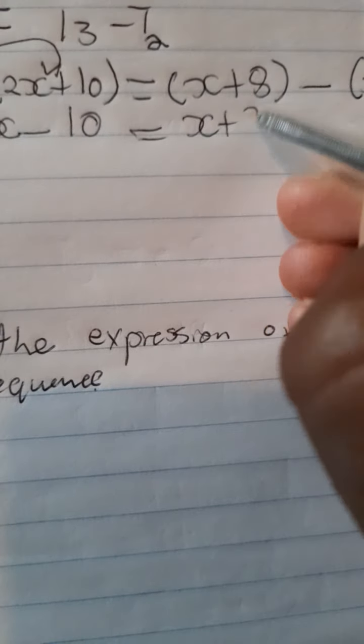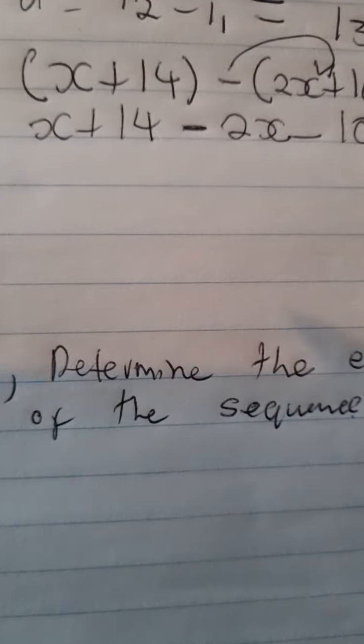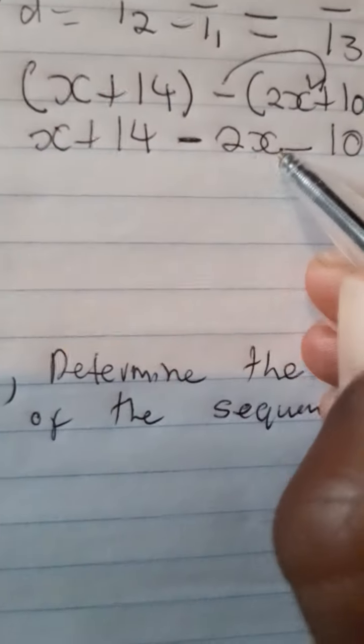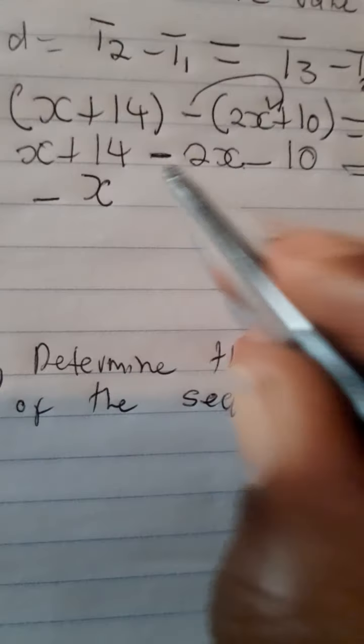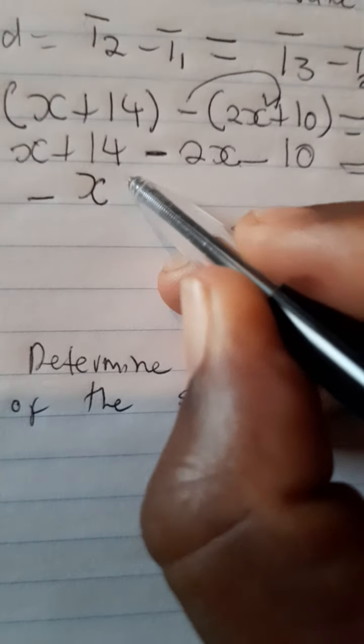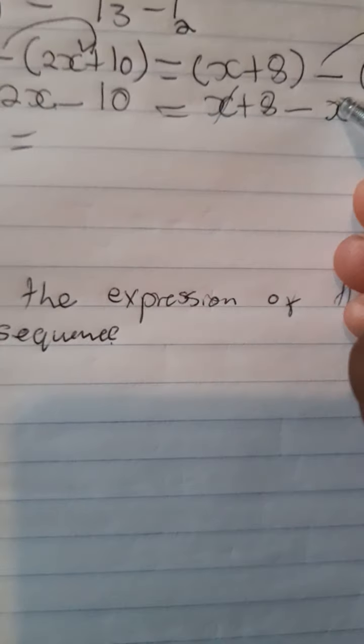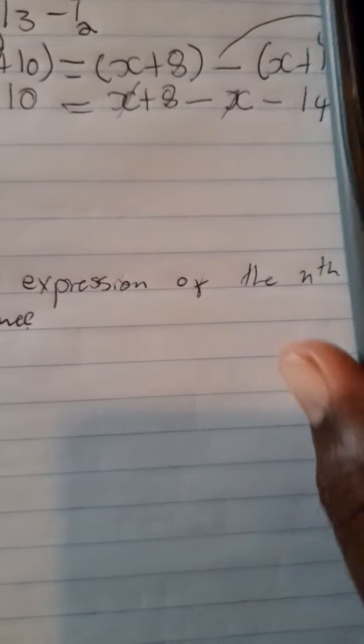Then let's take out the brackets: x plus 8. This negative affects everything that is inside the brackets. It's going to be negative x minus 14. Okay, from here, you are going to collect the like terms. When we collect the like terms, x minus 2x will be negative x, right? 14 minus 10 will be 4. Then we go to the other side. x minus x will be 0, right? So we are going to be left with 8 minus 14.